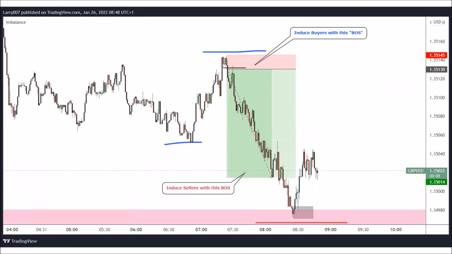The algorithm's main objective, main target, is always liquidity. I don't think it really cares about structure and all this. I think it's all about liquidity. That's the main interest of the major players, the algorithm of central banks, etc.